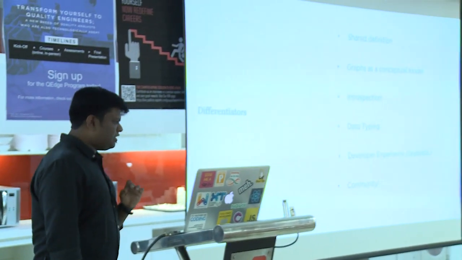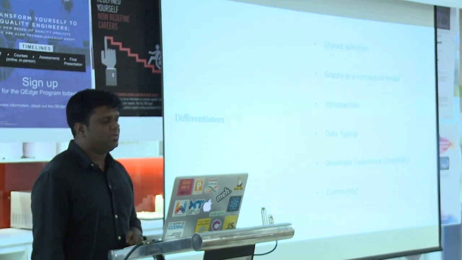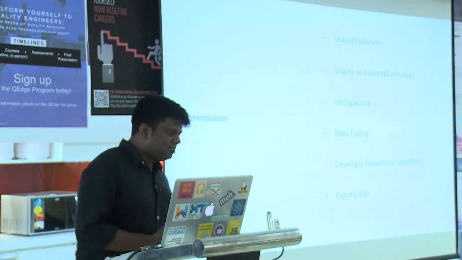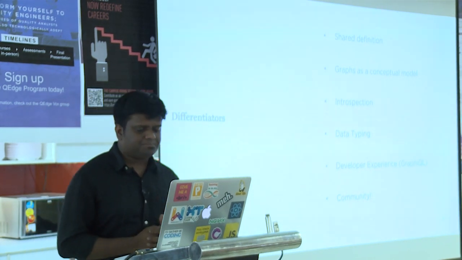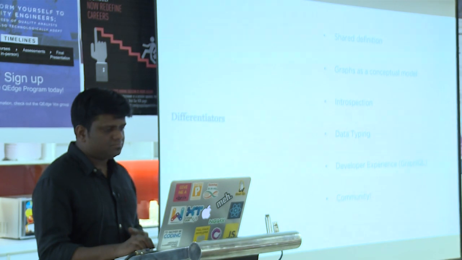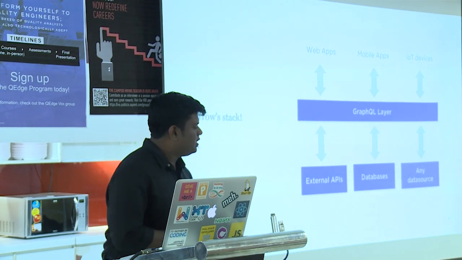And the biggest point is the community. So GraphQL has spread across, and there are 15 to 16 implementations across different languages, all the popular languages actually, as of today. While the other implementations are still lagging behind in terms of visibility and community. So Facebook is the driving factor for that.